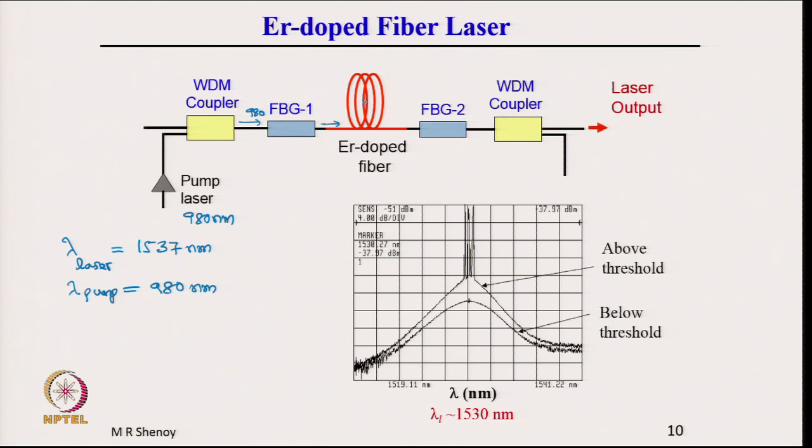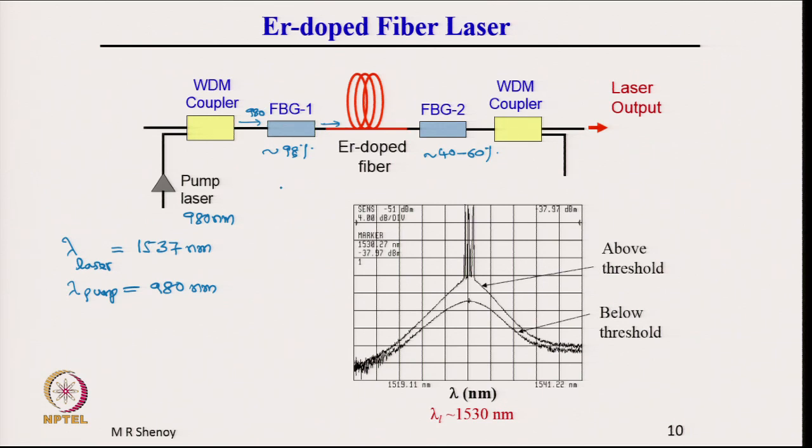The laser wavelength at 1537 in this case gets reflected back and forth by two fiber Bragg gratings. One has a reflectivity of approximately 95 to 98% and the reflectivity here could be anywhere from 40 to 60%, because we need output from here. Normally it depends on the power, this could also be 10%, but one of the gratings is of high reflectivity because we do not want the laser to come back.